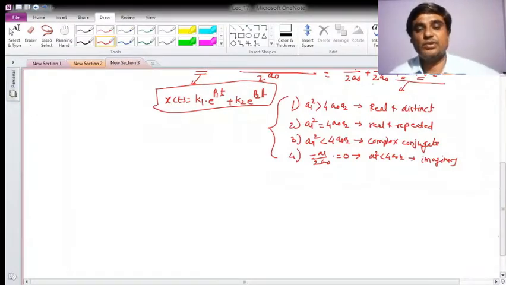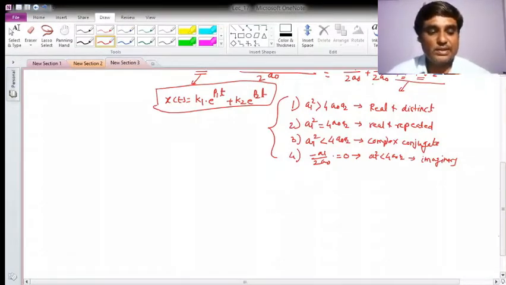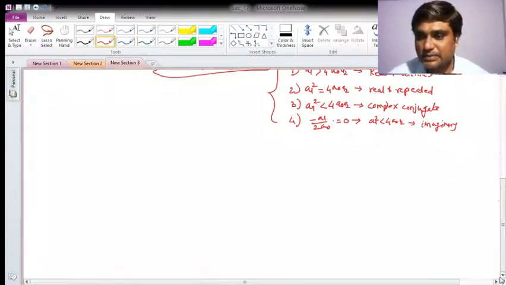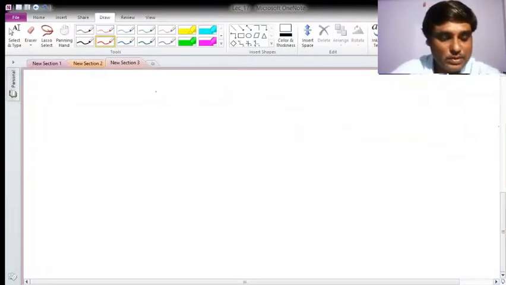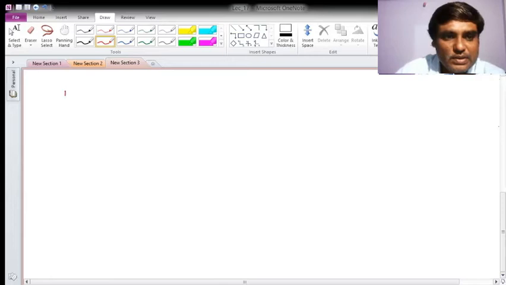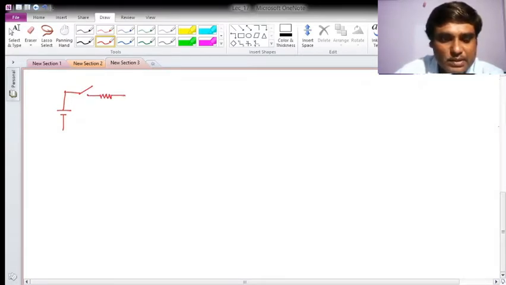For this, suppose we take a circuit like this. Let me draw the circuit. I'll start from here. Say there is a voltage source, there is one switch, and through the switch I have connected a resistor, an inductor, and then a capacitor. Let me call this my series RLC circuit.